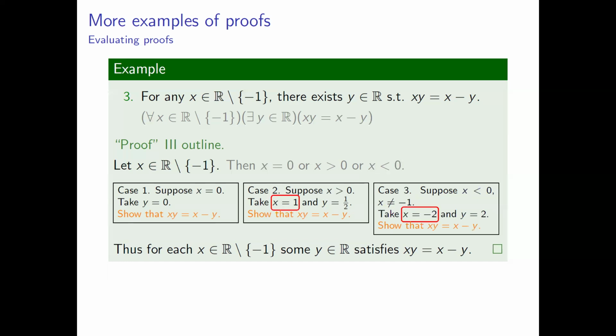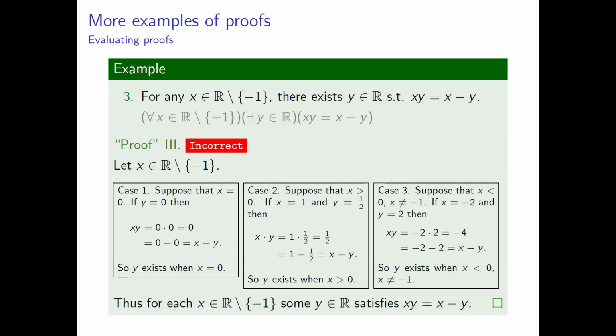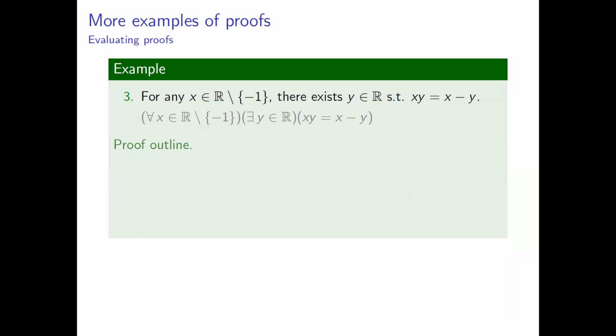Notice that in case 2, x is taken to be a specific positive number, and in case 3, x is taken to be a specific negative number not equal to -1. This means that, for each of these cases, it is proved that the condition holds only for one specific value of x. It does not follow that the conclusion holds for all values of x that satisfy the hypothesis of the case. This means that the proof is incorrect. Let us now show a correct proof for this statement.